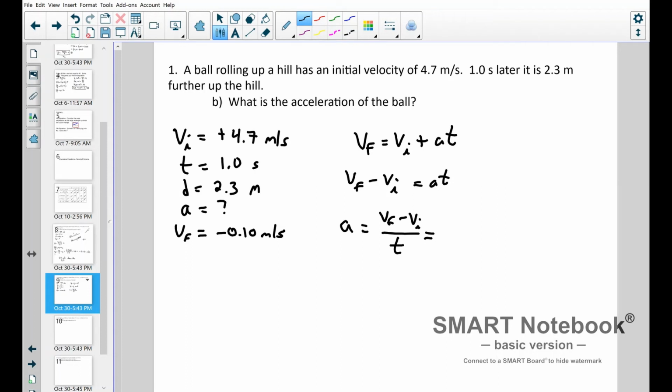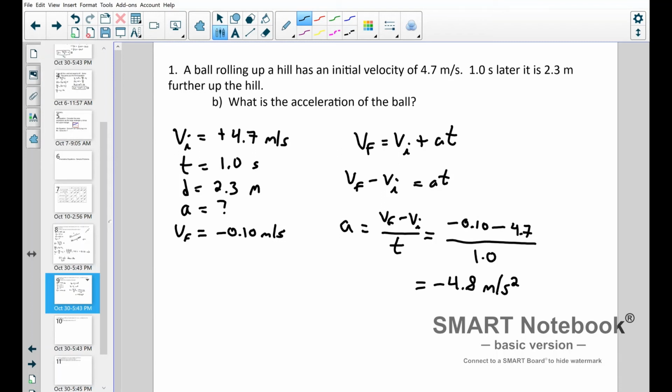Now I need to be careful of my signs. Vf is negative 0.10. Subtract positive 4.7 over a time of 1 second. So this is going to give me an answer of negative 4.8 meters per second squared.